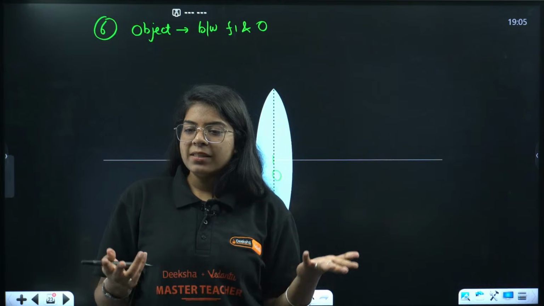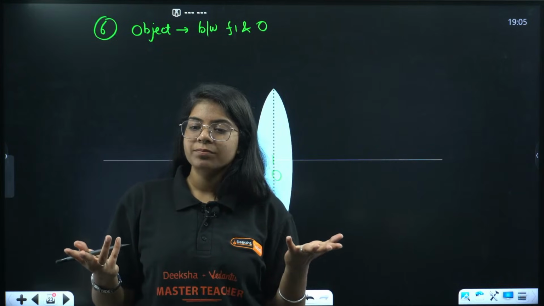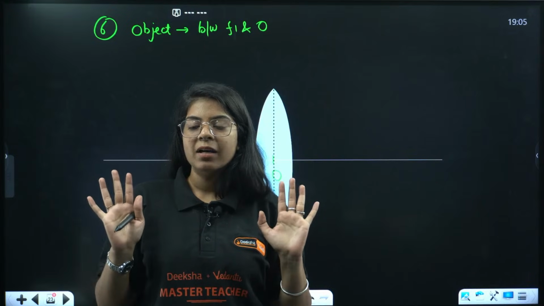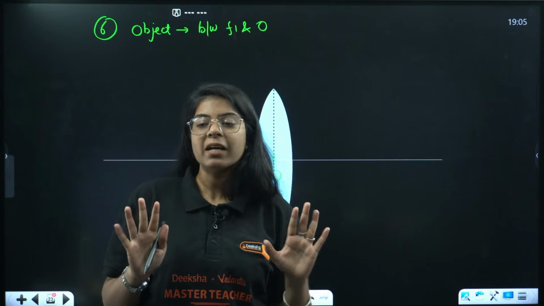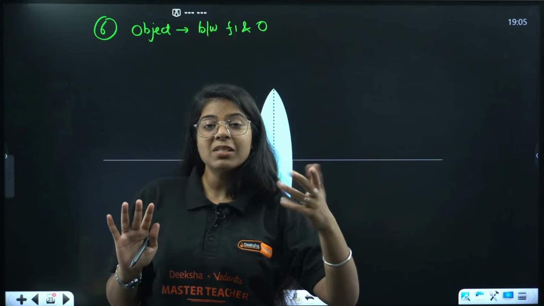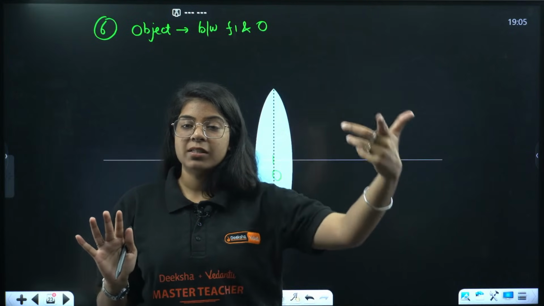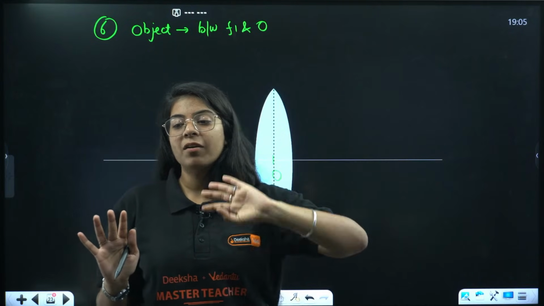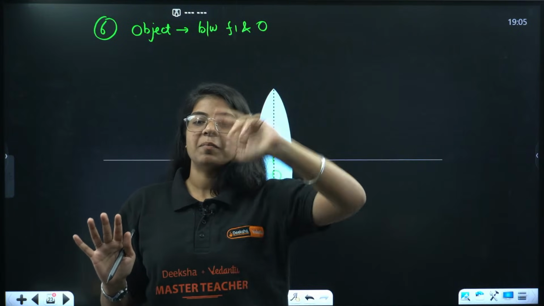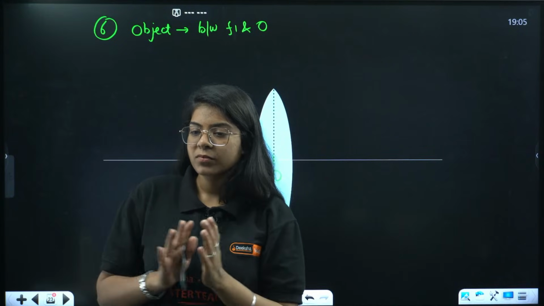The power of the lens then is 0. That means a normal human being. We know for a normal human being, far point is infinity. That means focal length is infinity. If focal length is infinity, then power of lens is 1 by focal length, 1 by infinity is 0. समझ में आ गया?